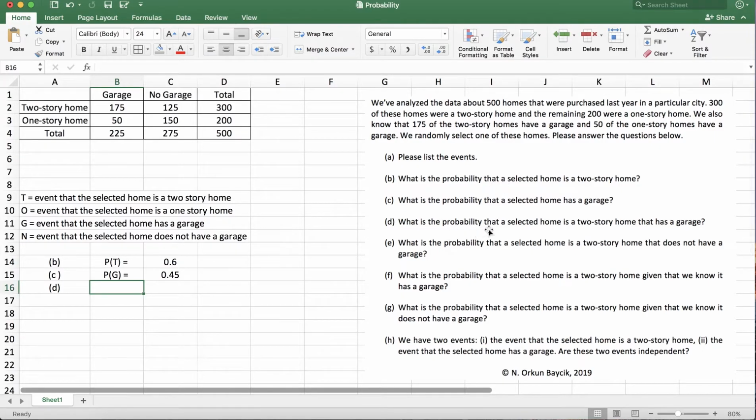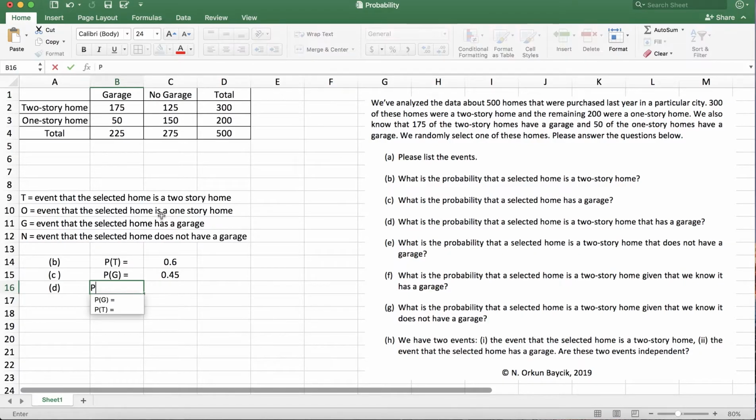What is the probability that a selected home is a two-story home that has a garage? So how many events do we have in this question is the first question that you will need to answer. And the answer to that question is 2, because we have the event that the selected home is a two-story home and the event that this home has a garage.